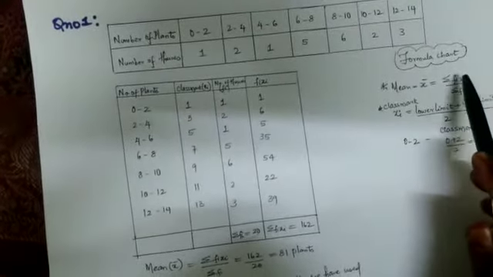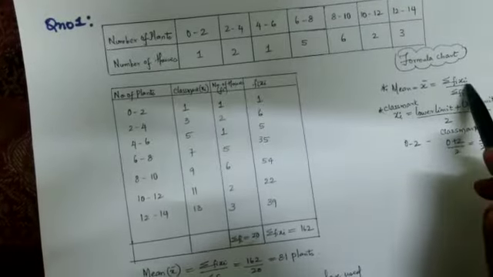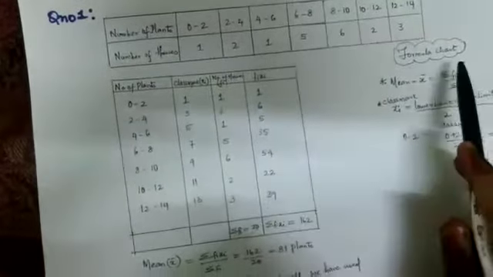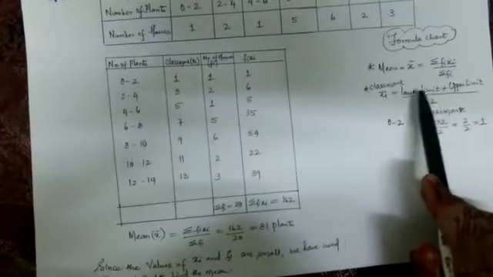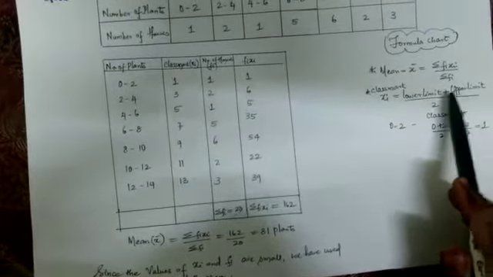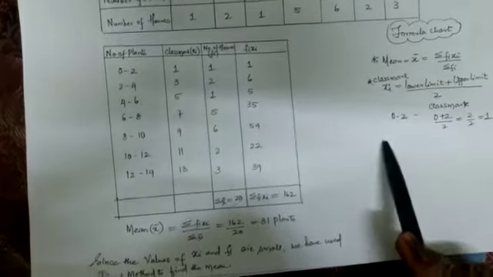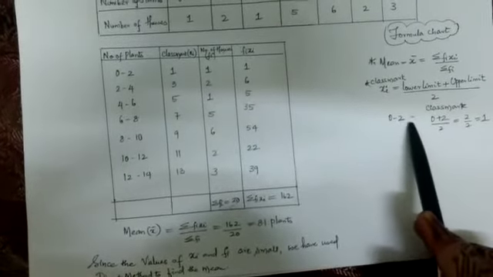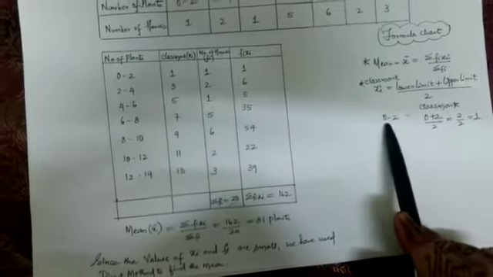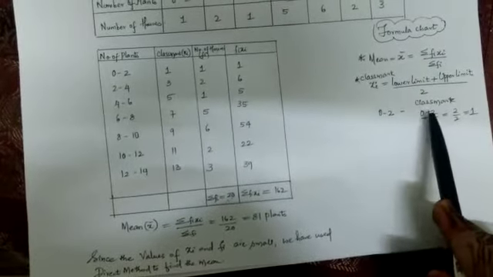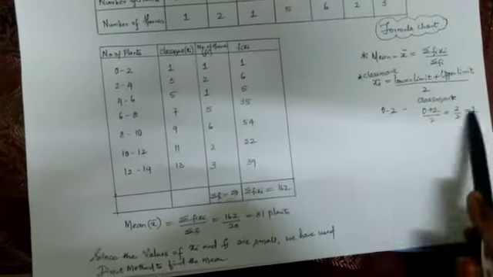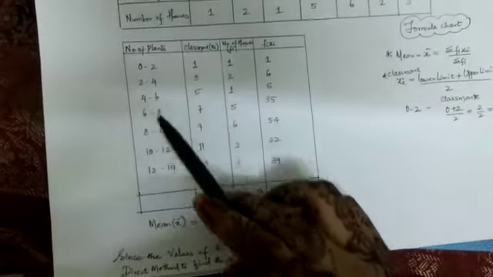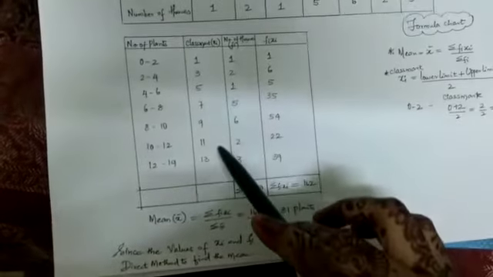And as we all know, we need to find xi. In the previous example, xi was nothing but the observation, but in grouped data, the class mark is xi, and hope you all remember class mark. This is nothing but lower limit plus upper limit divided by 2. So here I have given you one example. For example, the class interval is given as 0 to 2. Then how to find the class mark? 0 plus 2 divided by 2. When I do this division, I'll be getting 1.